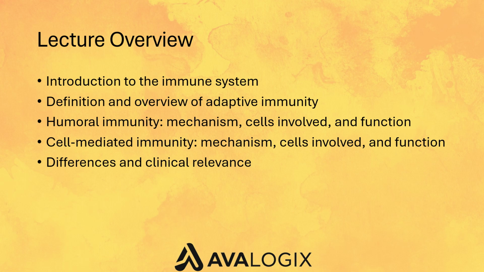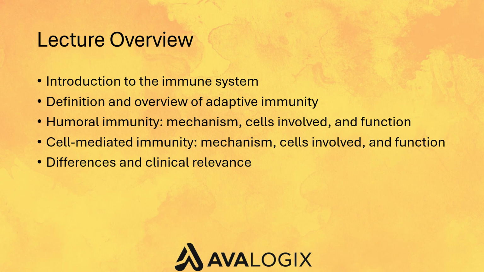This overview will help you keep track of the flow and the main takeaways. First, we'll start with a brief recap of the immune system, focusing on how adaptive immunity fits within the broader immune defense strategy. We'll understand the difference between innate and adaptive immunity and why adaptive immunity is so crucial for specific, long-lasting protection. Then, we'll turn our attention to humoral immunity. We'll discuss how B cells recognize specific antigens, the process of their activation, differentiation into plasma and memory cells, and the critical role antibodies play.